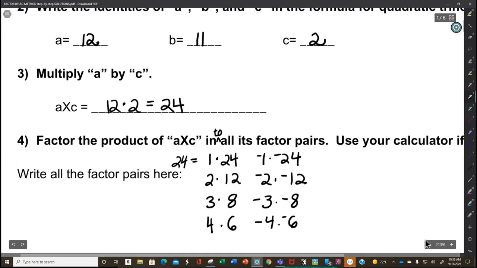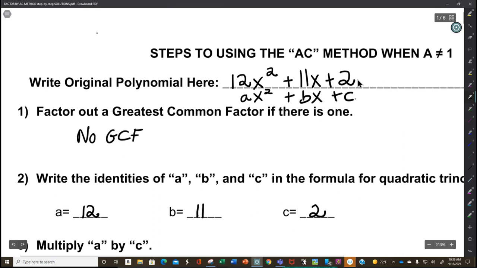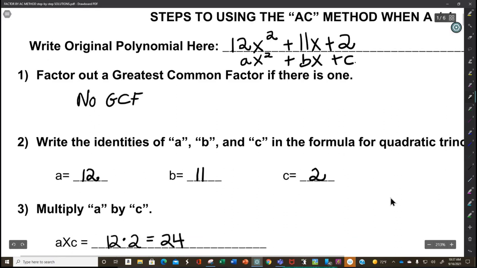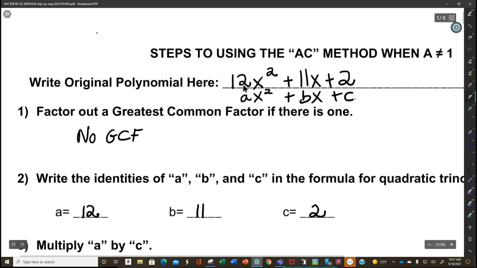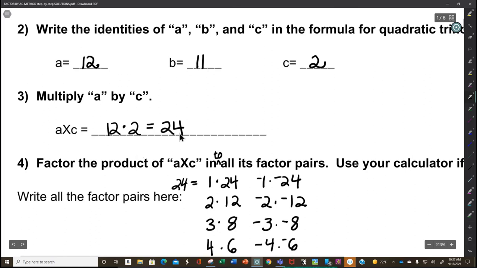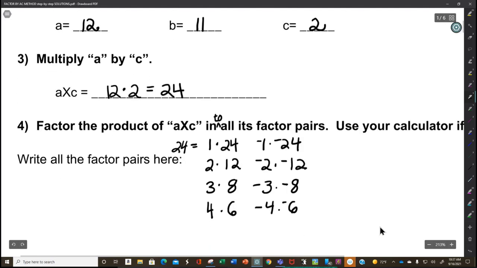So for people who've come in later, let's go back over this. Here was our original problem. Step 1, I looked for a GCF, and there was none for all three terms. Okay, so now I begin the steps of the AC method because the number in front of the x squared, A, is not 1. So I can't use the same method I used yesterday. Instead, I'm using the AC method. I multiplied A times C and I got 24. And then step 4 is to factor the product of A times C into all of its factor pairs.